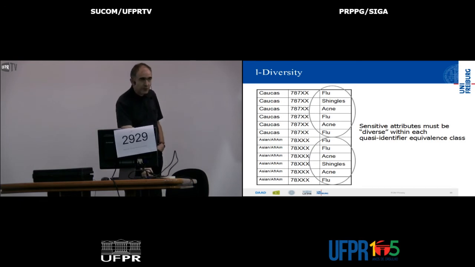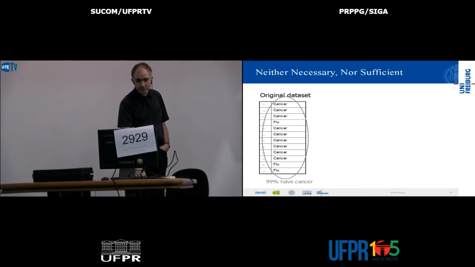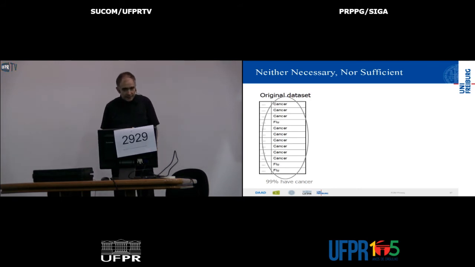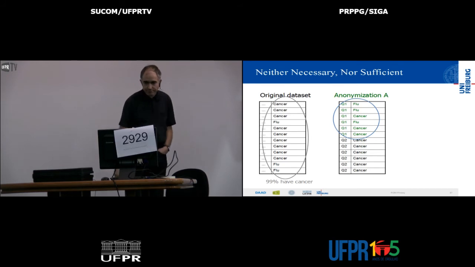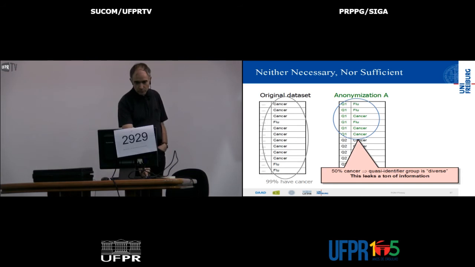That's pretty good, although you sometimes wonder whether medical studies really want that. After all, you want to find out specific diseases of certain branches of the population. Let's take this apart. The original data set, like that. Most of them seem to have cancer. Go for A, Caucasian. Only 50%, the others have flu. So the quasi-identifier is diverse. It yields information which it shouldn't yield.